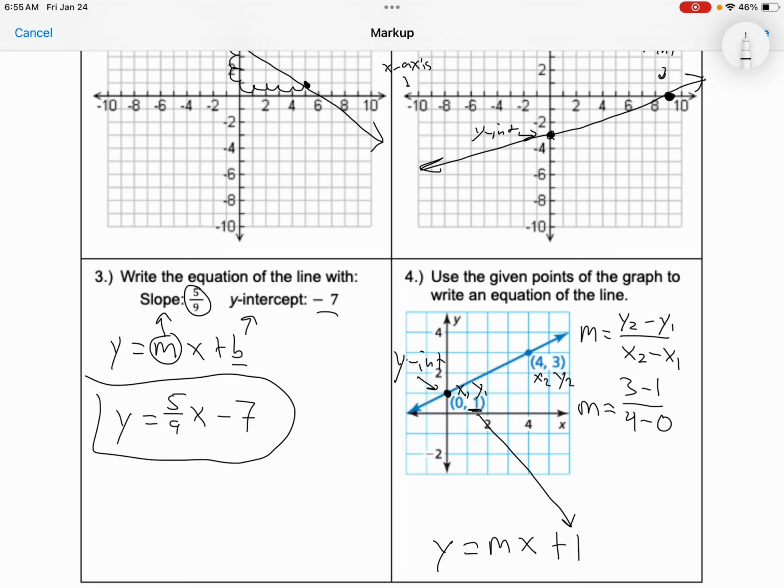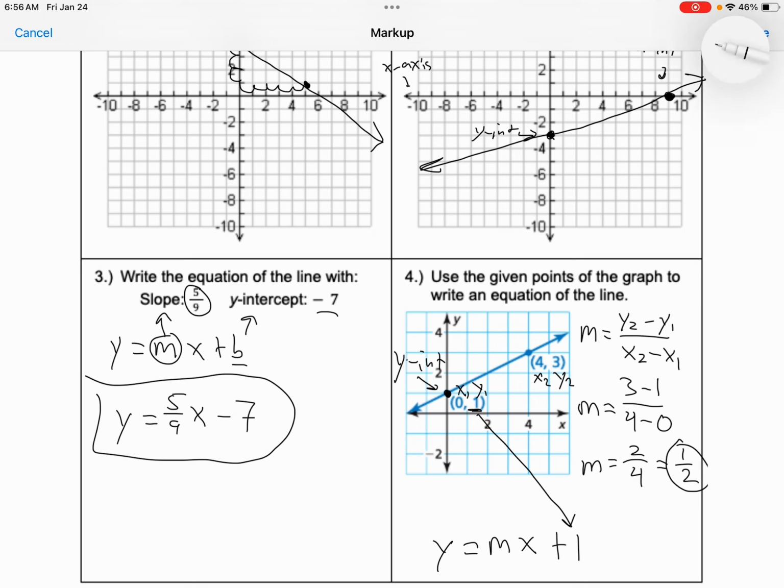So now we just need to simplify this fraction. We're going to have 3 minus 1, which is 2. 4 minus 0 is 4. So we have 2 over 4, or 2/4. And we can simplify that to 1/2. So that is the slope right here, is 1/2.